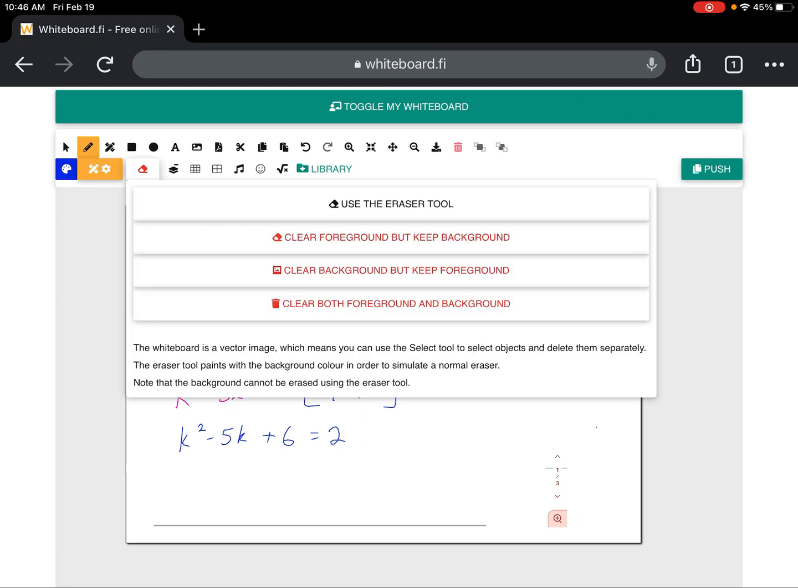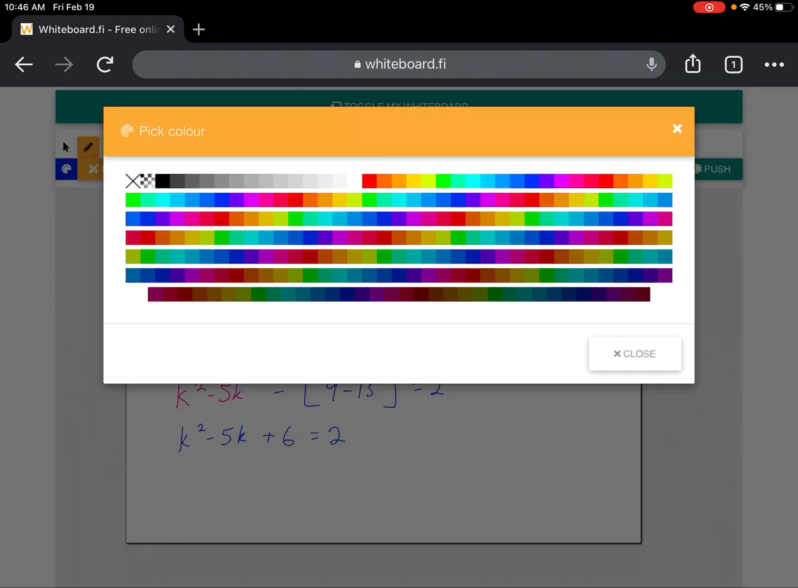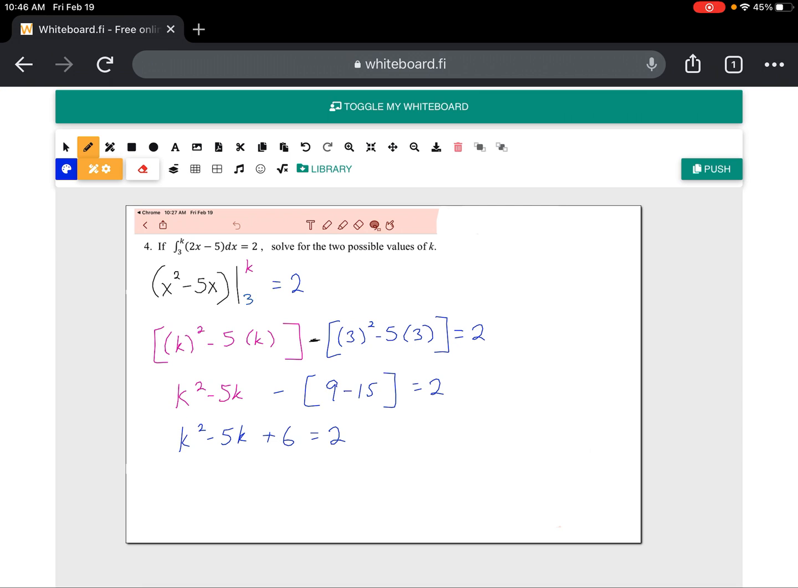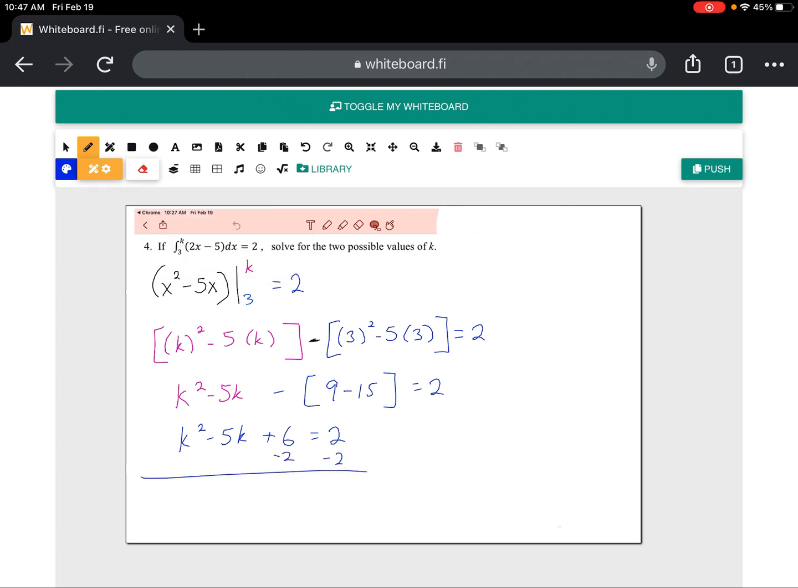How are we going to get k? This is no longer calculus. Go ahead. You set it equal to 0. Yeah, we want to set this guy equal to 0. Currently, it equals 2. So how do we make it equal 0? Move the 2. Yeah, so let's subtract 2 from both sides, and we get k squared minus 5k plus 4 equals 0.